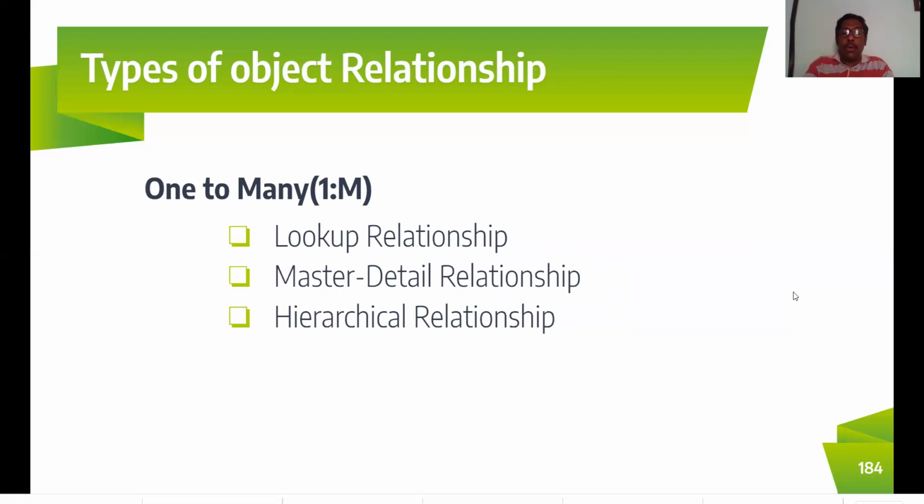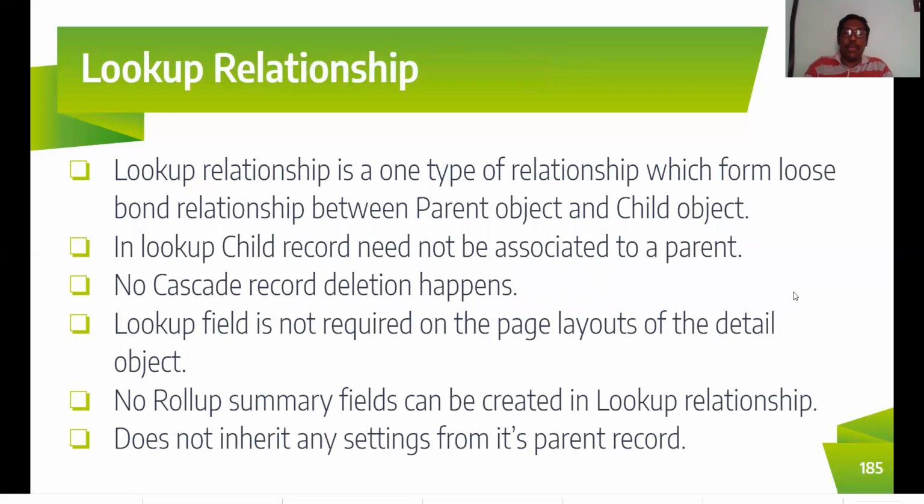Now we are going to see the lookup relationship. Lookup relationship is a type of relationship that is loosely coupled between the parent object and the child object. In lookup, the child record should be associated with the parent record. Cascading effect will not be applicable. Even when I delete the parent record, the child record will still be available. Though it is connected, it doesn't have any effect.